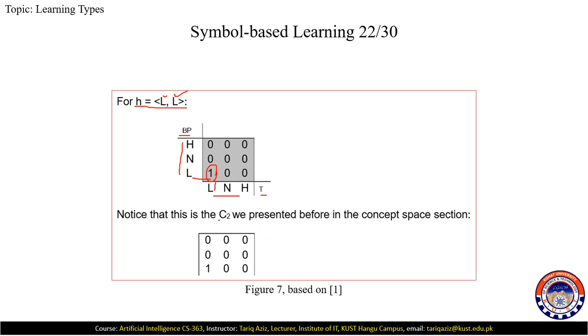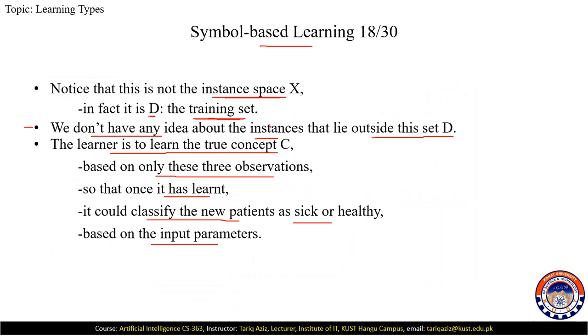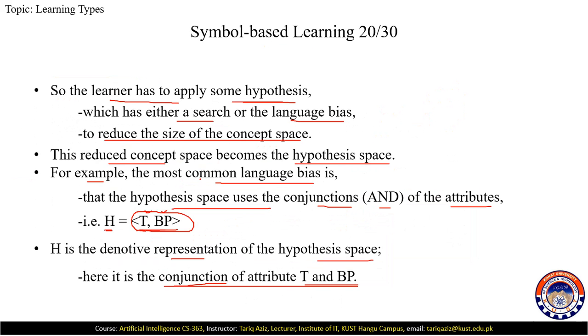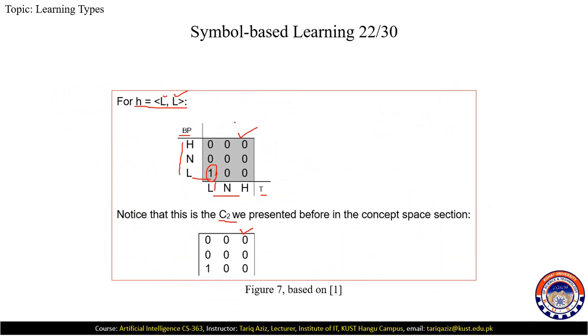So if we observe the C2 from our previous example, then we get the same table as we got here, okay. Let me go back to the previous slide, and we just look at this C2, okay. We just observed all of the 2 raised to the power 9 different outputs at this stage, okay. So in this case, our C2, this one, is equal to our tabular form, this one, okay.